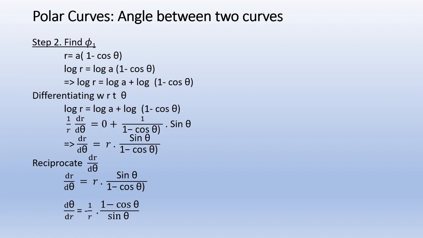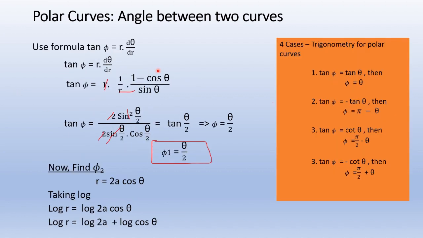Use the formula tan phi is equal to r d theta by dr. Put the value of d theta by dr. r and r get cancelled. 1 minus cos theta can be written as 2 sin square theta by 2 and sin theta can be written as 2 sin theta by 2 cos theta by 2. Simplifying we get tan theta by 2. By the property of trigonometry of polar curves, if tan phi is equal to tan theta, then phi is equal to theta. So here phi 1 is equal to theta by 2.